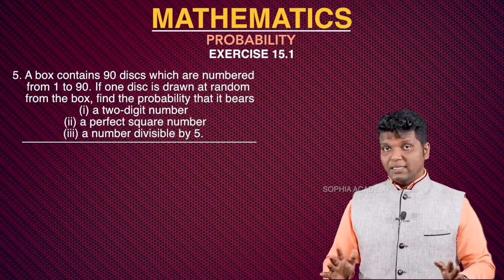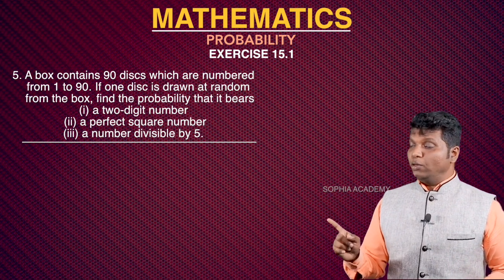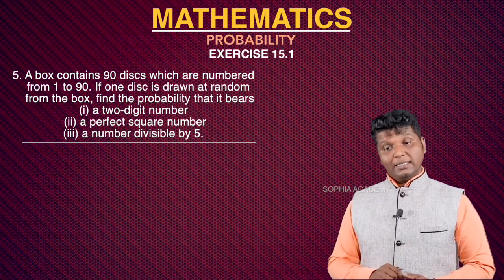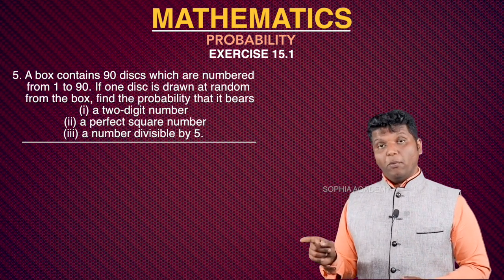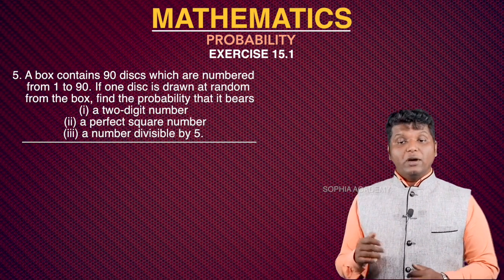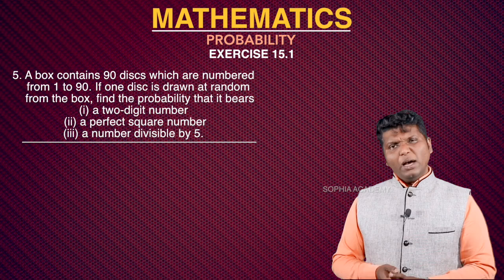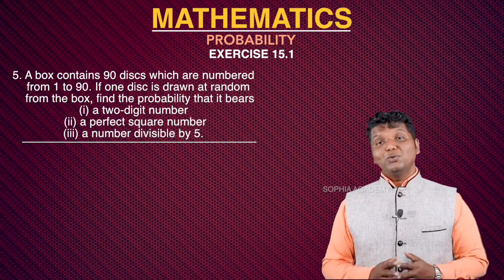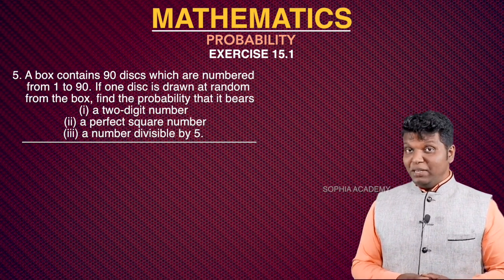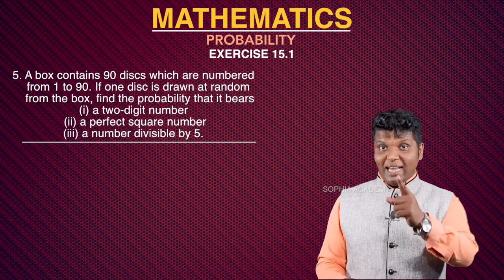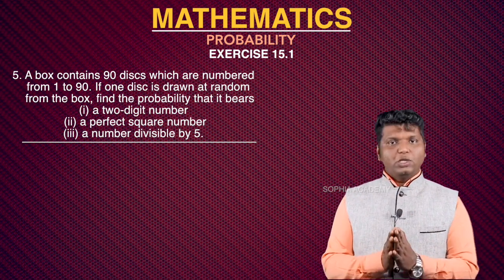Okay, there are 90 cards. In these 90 cards, you have to draw one card at random, and find the probability that the drawn card is a 2-digit number. So imagine how many 2-digit numbers are there between 1 and 90. All together, the total outcome is 90.